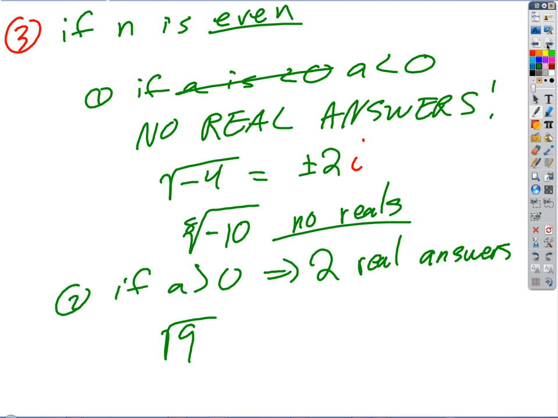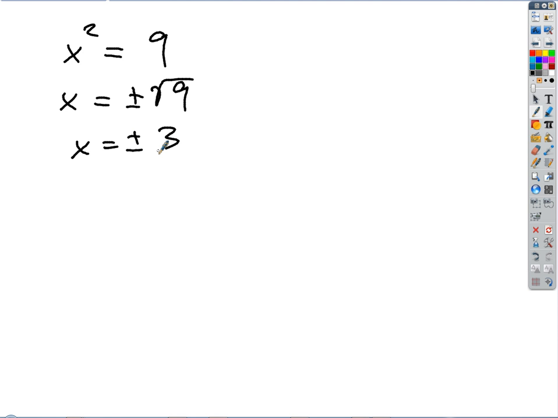Now, where this is more useful to us is when we're solving for variables. Like, for example, what if we had something like x squared equals 9? Then we know how to solve that. We get x equals plus or minus the square root of 9, so it equals plus or minus 3, right? The same kind of thing happens when we're dealing with other even roots.